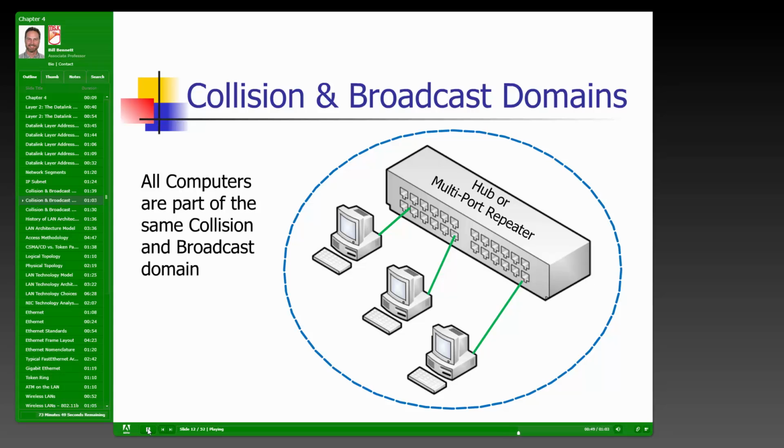And also, if one of the devices sent out a broadcast message with an all F's destination, then all of the other devices there would also be able to receive that message. So they're also a member of the same broadcast domain.